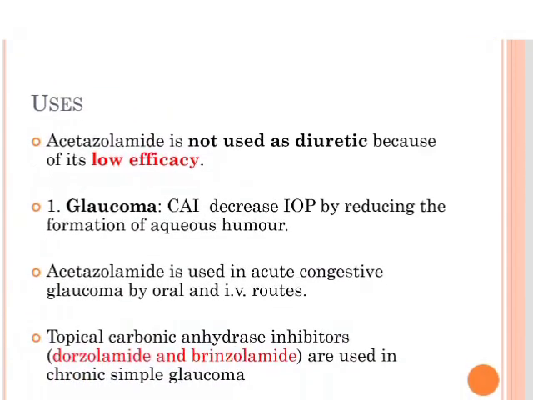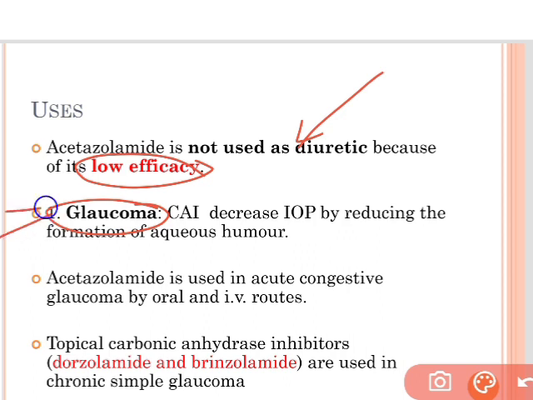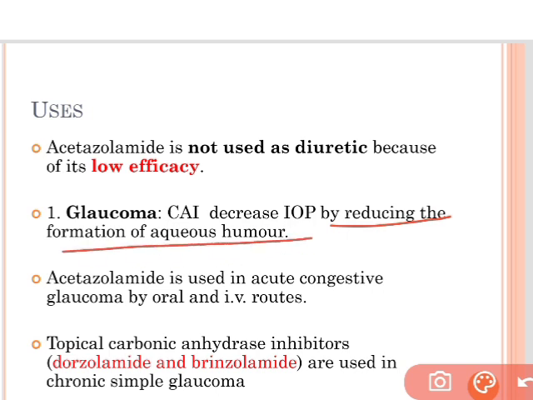Now where do we use acetazolamide? We use acetazolamide in glaucoma. It is not used as a diuretic because of its very low efficacy. It is used in the treatment of glaucoma. How come it is used in glaucoma? Because it reduces intraocular pressure, by reducing the formation of aqueous humor.